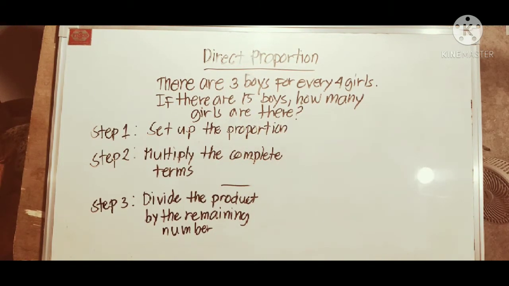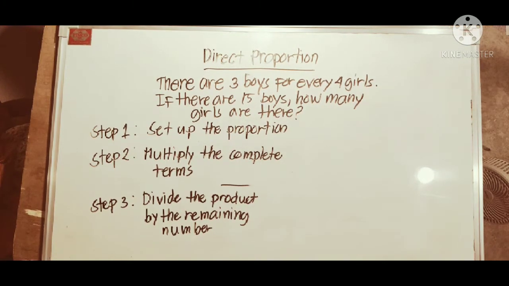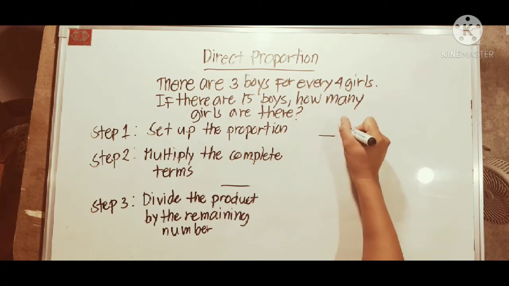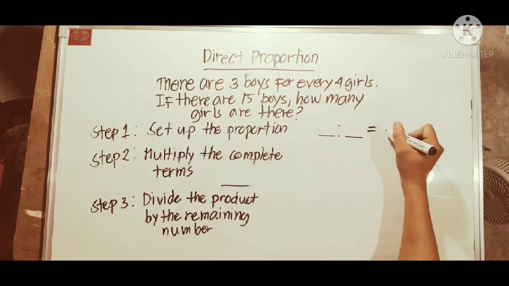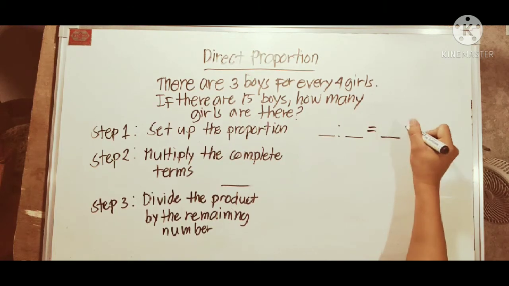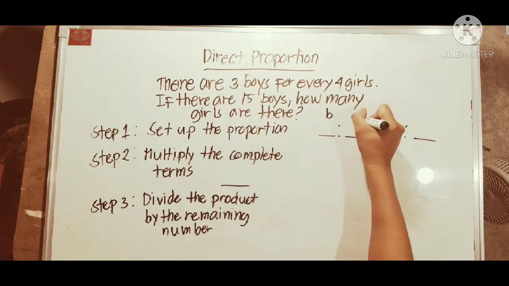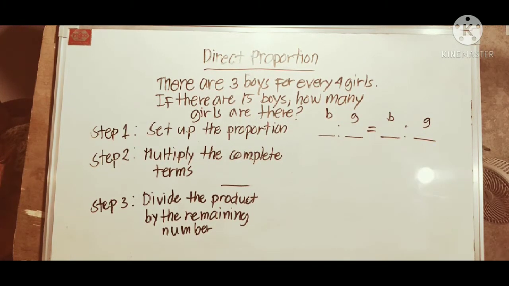So let's do step 1. So we have ratios which are equal. So label boys to girls, boys to girls. So 3 boys for every 4 girls. So 15 boys, it should be here. And how many girls are there?